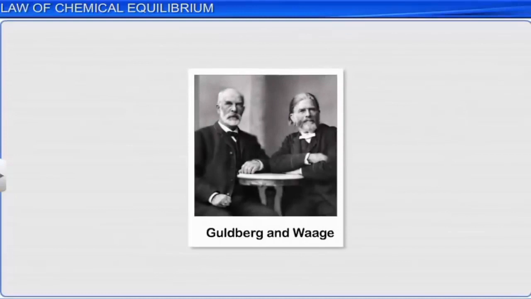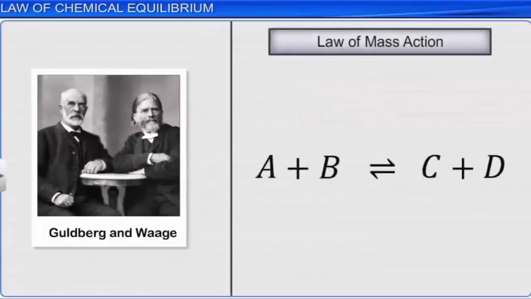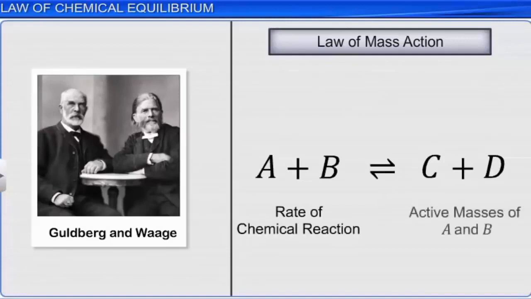In 1864, on the basis of experimental studies of many reversible reactions, two Norwegian chemists, Guldberg and Waage, established a relationship between the rate of chemical reaction and the concentration of the reactants and formulated the law of mass action. According to this law, at any instant, the rate of a chemical reaction at a given temperature is directly proportional to the active masses of the reactants at that instant. The term active masses in present times refers to molar concentration.